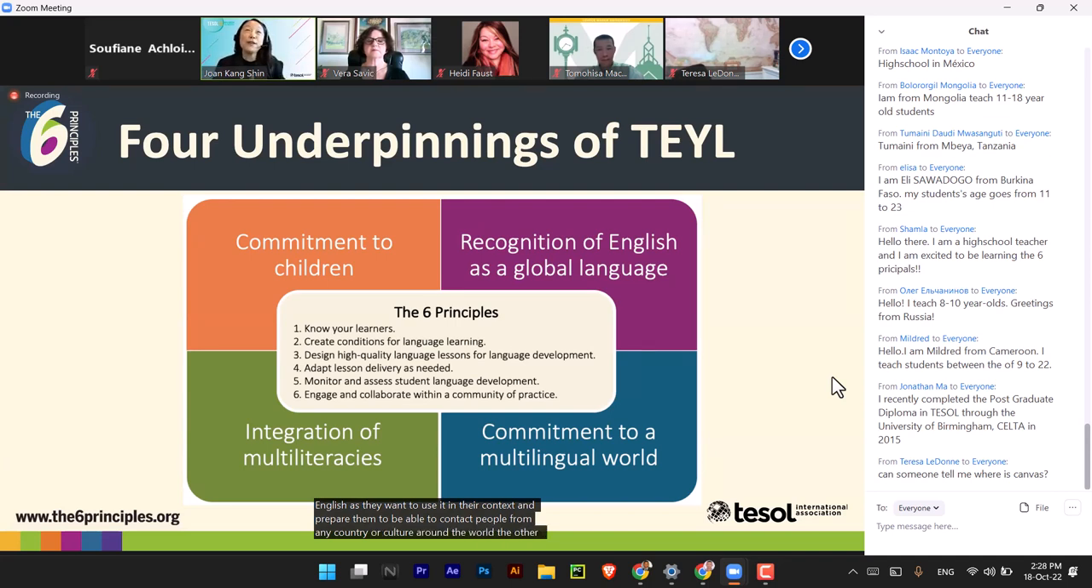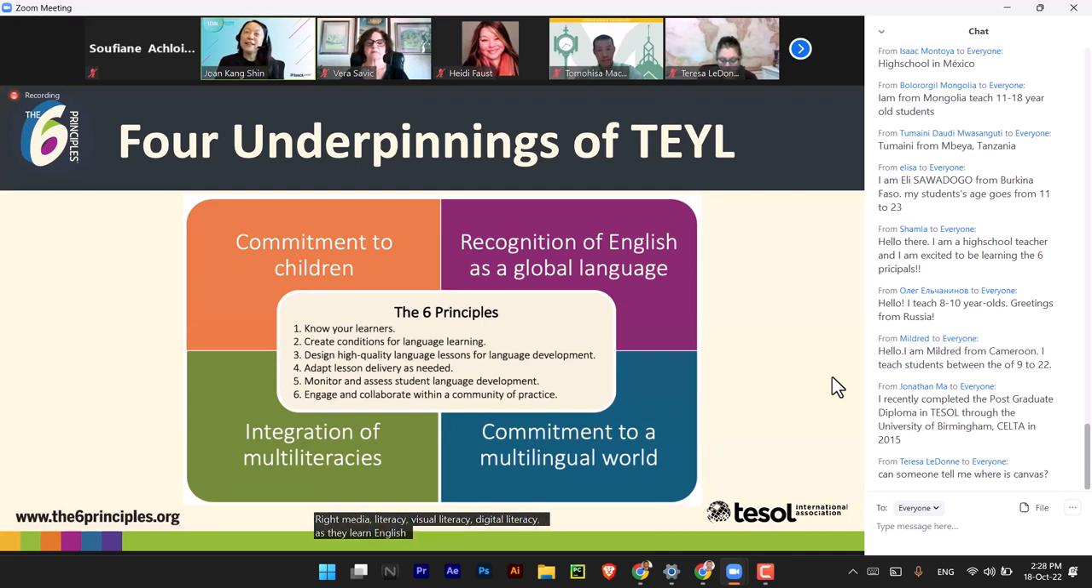The third underpinning is the integration of multiliteracy. So it isn't just about teaching students how to read and write in the traditional sense, right? We're living in the 21st century, and we want to make sure that we are preparing our students for all the different kinds of literacies, right? Media literacy, visual literacy, digital literacies as they learn English.